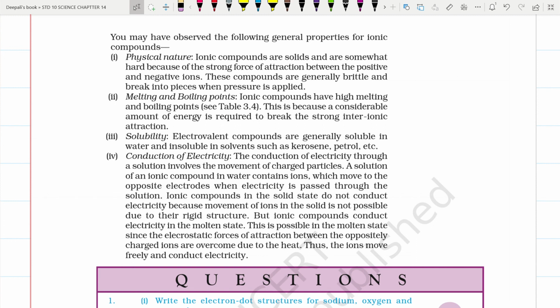Ionic compounds in the solid state do not conduct electricity because movement of ions in the solid is not possible due to their rigid structure, but ionic compounds conduct electricity in the molten state. This is to be very clearly noted. It is possible in the molten state when the electrostatic force of attraction between oppositely charged ions is overcome due to heat. Thus, ions move freely and conduct electricity only in the molten state.